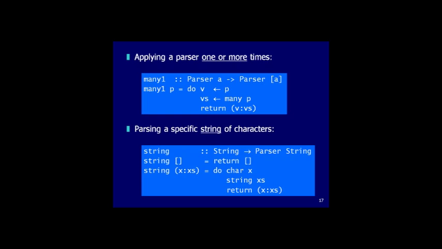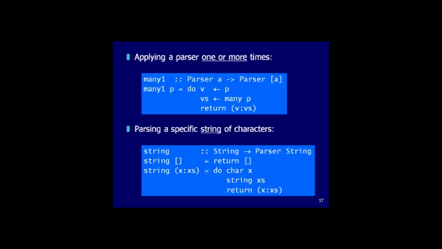Well, I define this recursively. So I parse P, call the result V, then recursively call many. That gives me a list of results, and then I just append the result of parsing P to the result of parsing many of P's. So this many and many one, it's a mutually recursive definition of these two parsers.